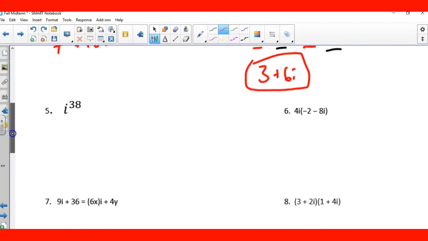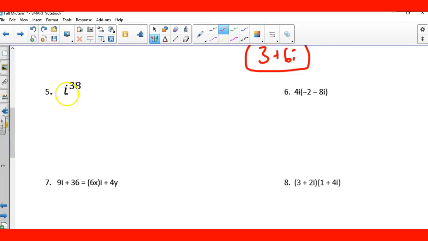Number five, guys, this is not a standard variable. This is i to the 38th power, the imaginary number i. If you remember, we have to go back over our i chart. i equals i. i squared equals negative 1. i cubed equals negative i. And i to the 4th equals positive 1. So: i, negative 1, negative i, 1.